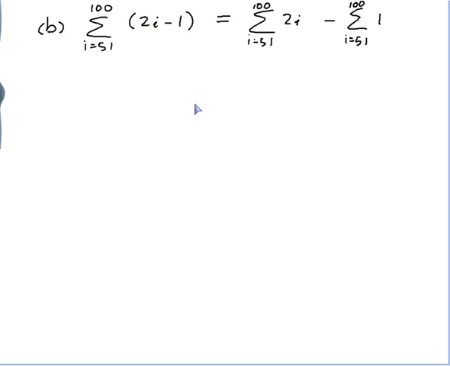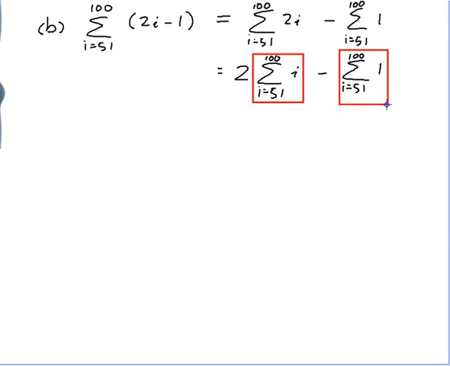Okay, well I know that the other thing I can do with sums is bring numbers like this out the front. So I could bring this 2 over here. So that would be equal to 2 times the sum from i equals 51 to 100 of i minus, and I haven't changed this bit yet, so I'll leave it the same. Now what? Well, we need to figure out what these two things are. We need to know this and this.